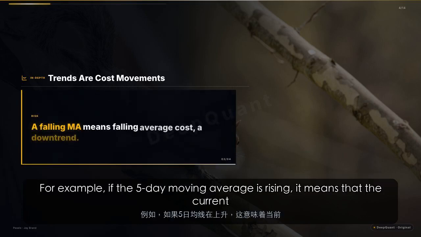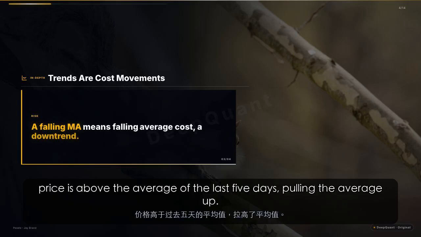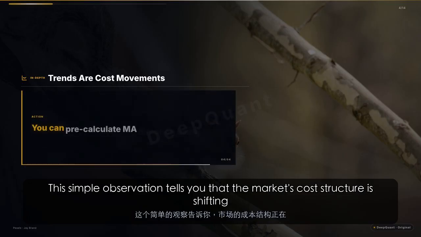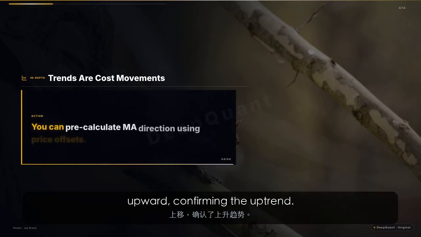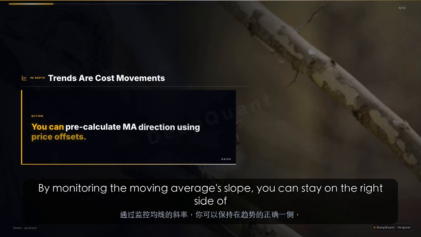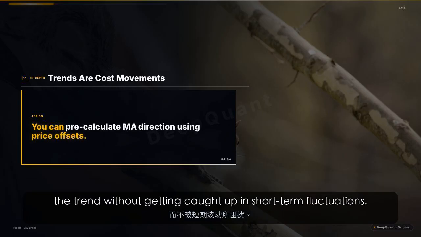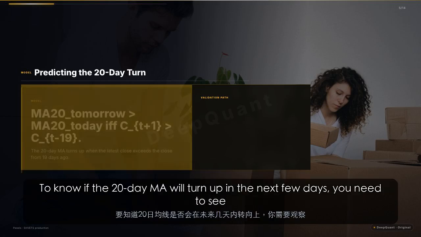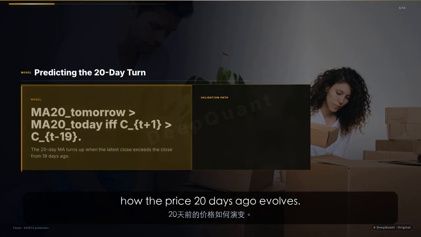For example, if the 5-day moving average is rising, it means that the current price is above the average of the last 5 days, pulling the average up. This simple observation tells you that the market's cost structure is shifting upward, confirming the uptrend. By monitoring the moving average's slope, you can stay on the right side of the trend without getting caught up in short-term fluctuations. Let's apply the offset principle to a 20-day moving average. To know if the 20-day MA will turn up in the next few days, you need to see how the price 20 days ago evolves.